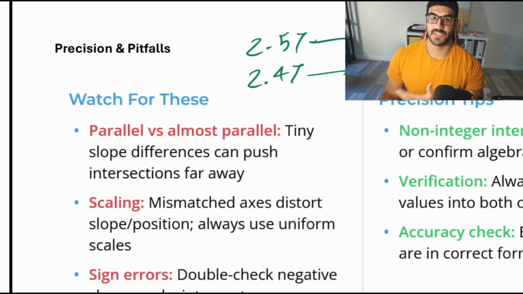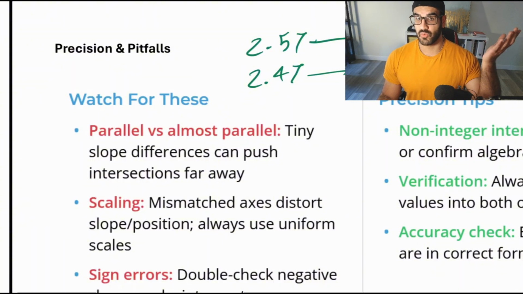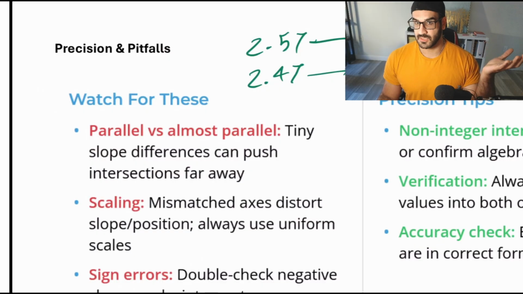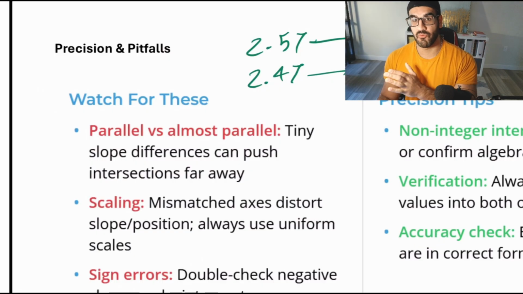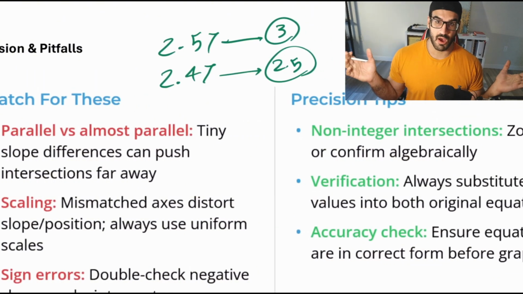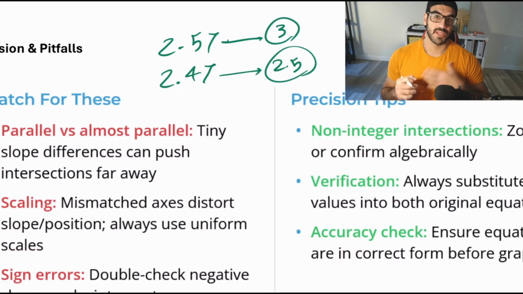Yes, 2.57 and 2.47 are very, very similar to each other. But you know for a fact, in the long run, they are going to have an intersection because, again, their m is not the same, and you're going to make it worse by rounding it actually. 3 and 2 are going to be way, way off. So you're losing a point. Please try to be careful based on the question itself.